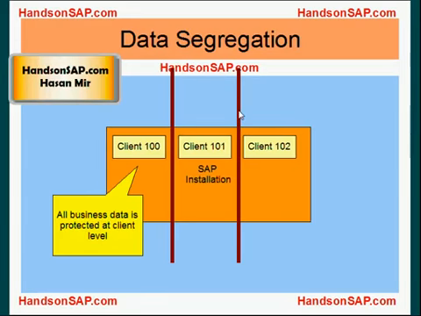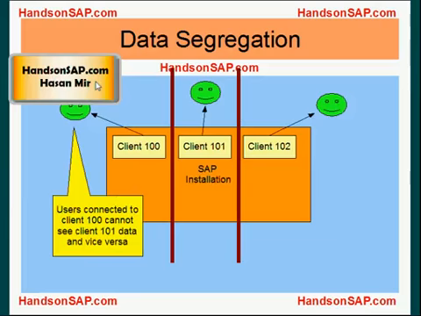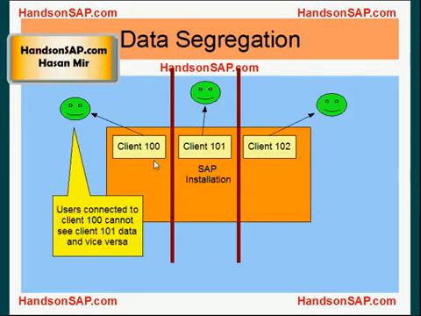So what does that mean? That means that a user connected to client 100 cannot see client 101's data, and similarly users connected to client 101 cannot see any other client's data. So data is protected. This is like hard boundaries.